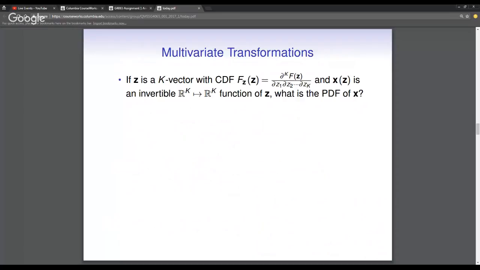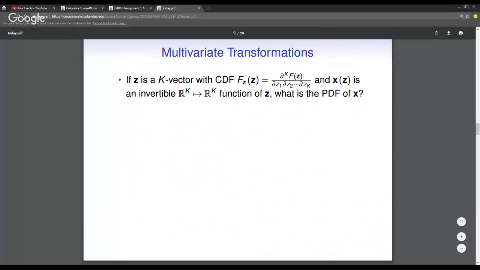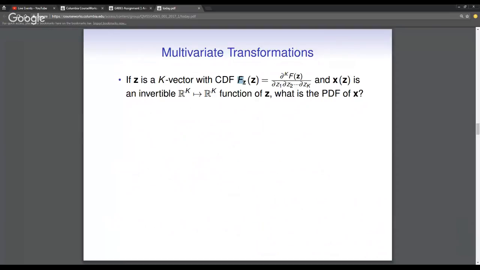Yes? Should that be PDF of z? Because that's not the CDF of z. This is the CDF of z. Oh, yeah. That should be little f. Right. So it has this PDF that is written in terms of the CDF, but it's differentiated k times. Yes. That should say PDF, that should be little f. Okay. But the question is still the same. How do we get the PDF of x, if we know the PDF of z? I'll fix this when I upload it later.